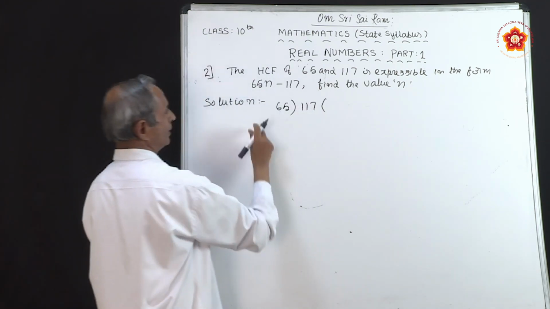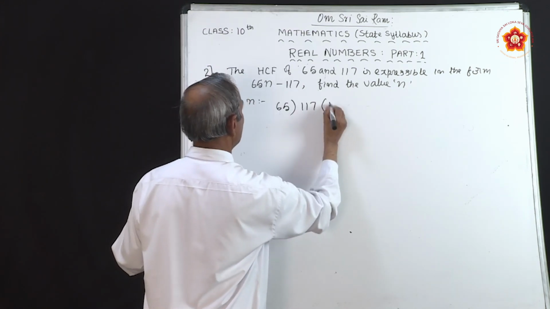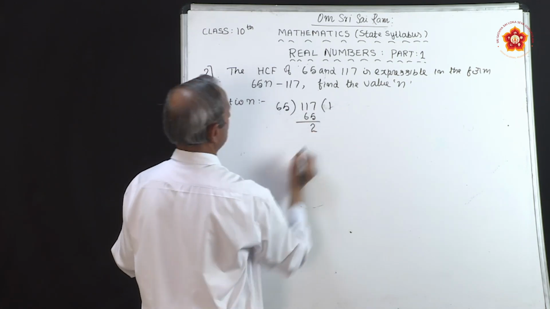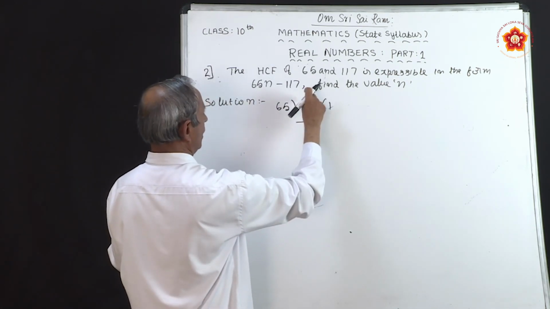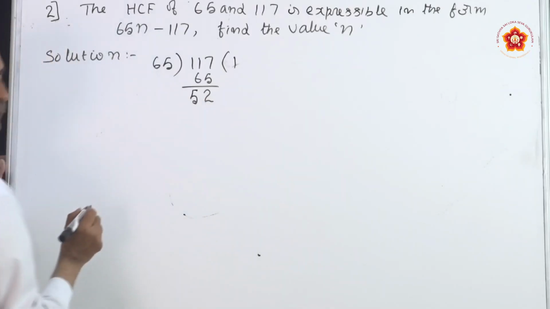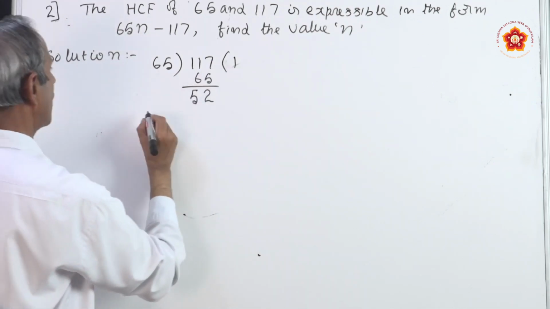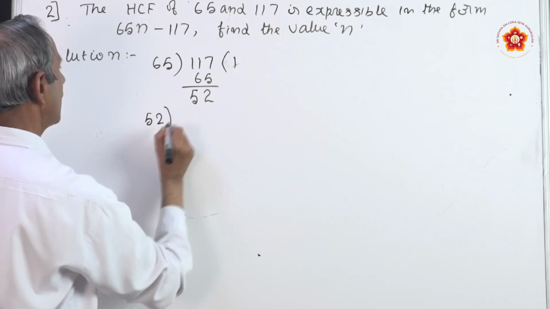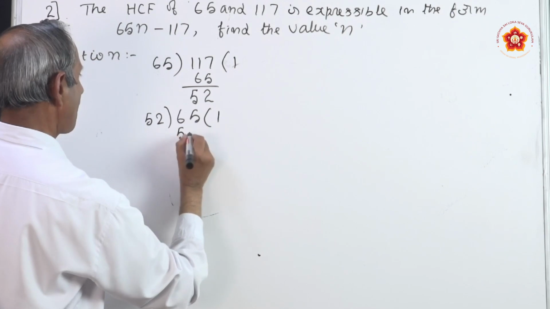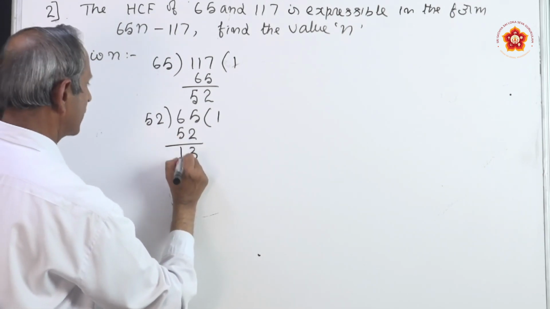Now divide it. Here it will go one time, 65 1 the 65. Find the remainder, 7 minus 5, 2. Then here 11 minus 6, you will get 52. Now the remainder is not 0, so once again go on dividing 52 by 65. 52 1 the 52. Now subtract, you will get 13.